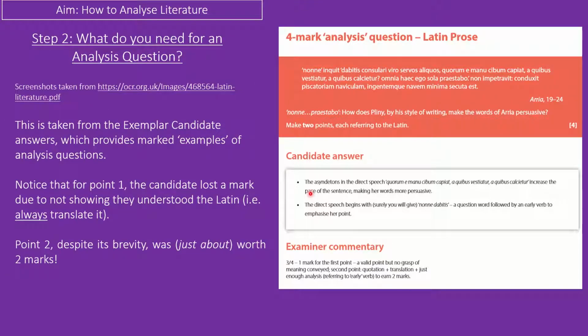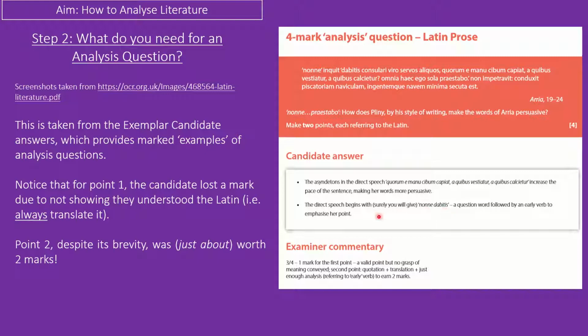OCR also put out some candidate exemplar answers. No one actually ever wrote these, but it's the kind of suggestion of what you could be writing. So this is a 4-mark question, and that's all they've written. It's not a lot. This first one, because they have not shown any grasp of the meaning conveyed, they've basically just quoted a load of Latin, and there is an asyndeton there. They've not got any ands in there. It's absolutely correct. They could have talked about the tricolon and the anaphora as well, but they haven't, so they're not going to get the 2 marks because they've not shown they know what it means. In other words, translate the damn thing. Same here.